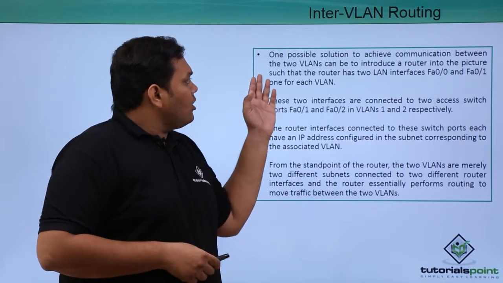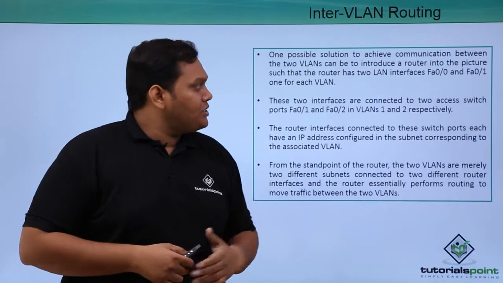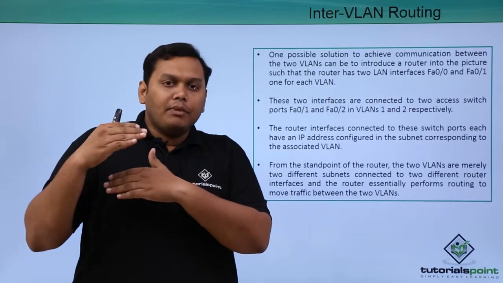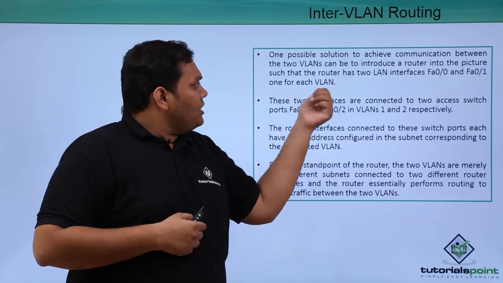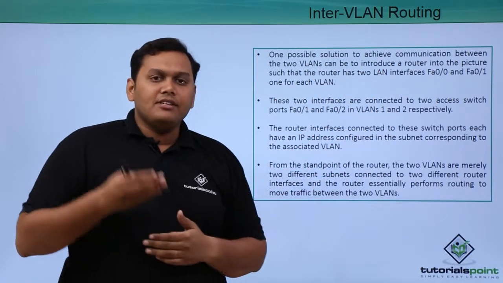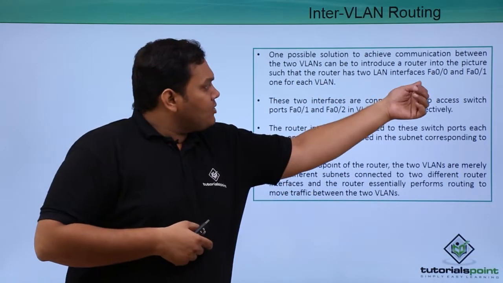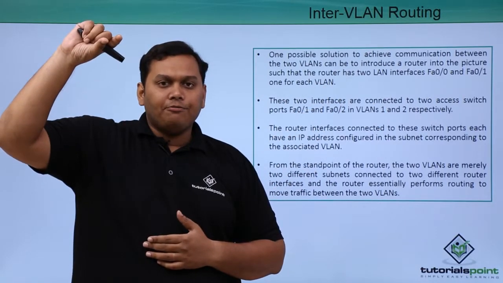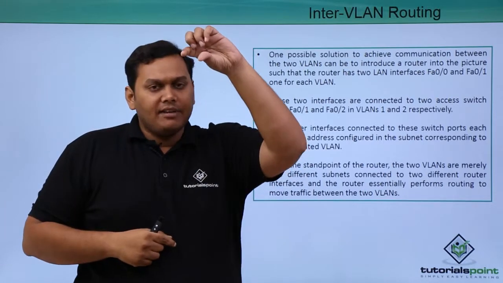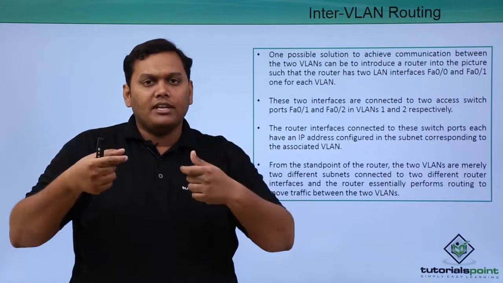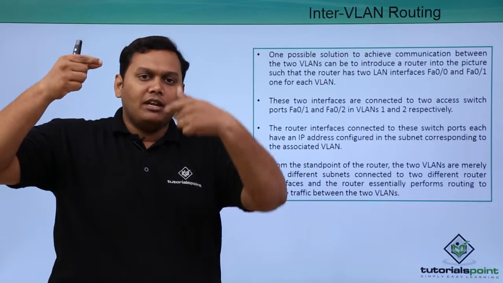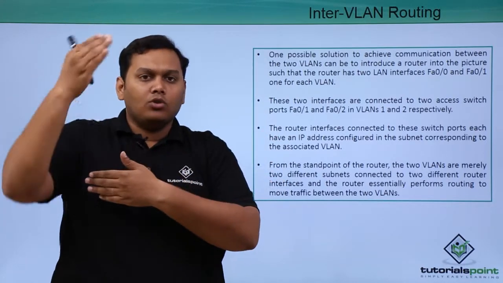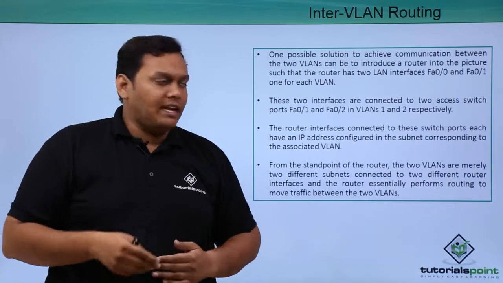One possible solution to achieve communication between two VLANs is to introduce a router. The router has two LAN interfaces, FA0/0 and FA0/1, one for each VLAN. So, one VLAN is using FA0/0 and the other VLAN is using FA0/1. VLAN 1 and VLAN 2 are connected through a router, and one host can communicate to the other host on the different VLAN.